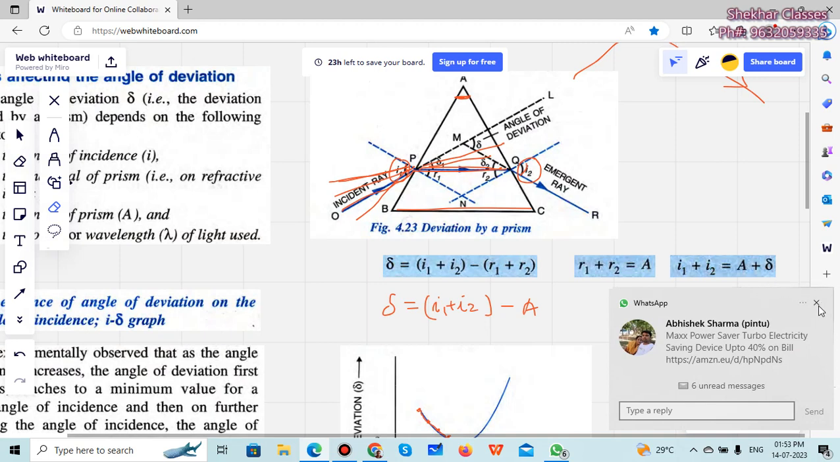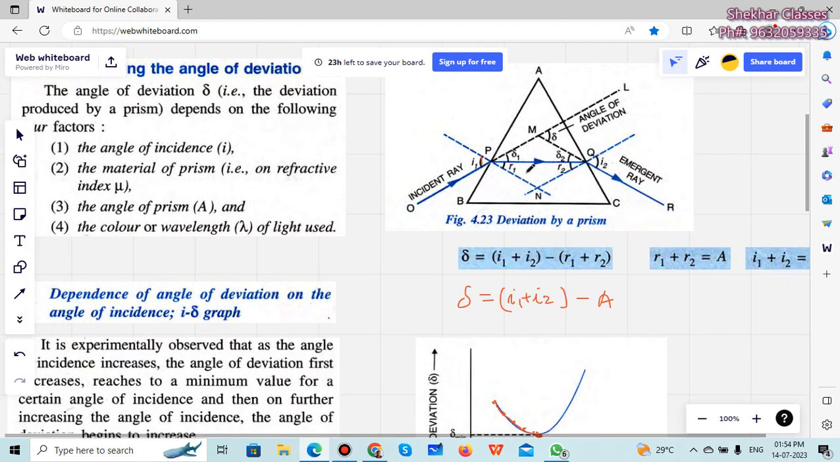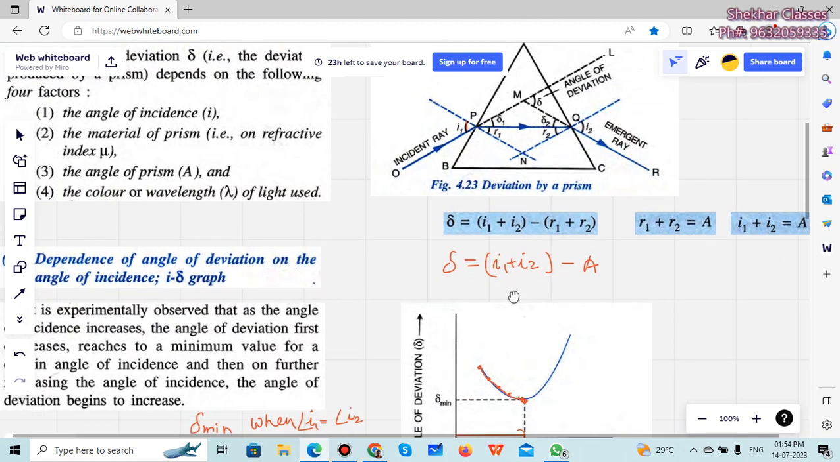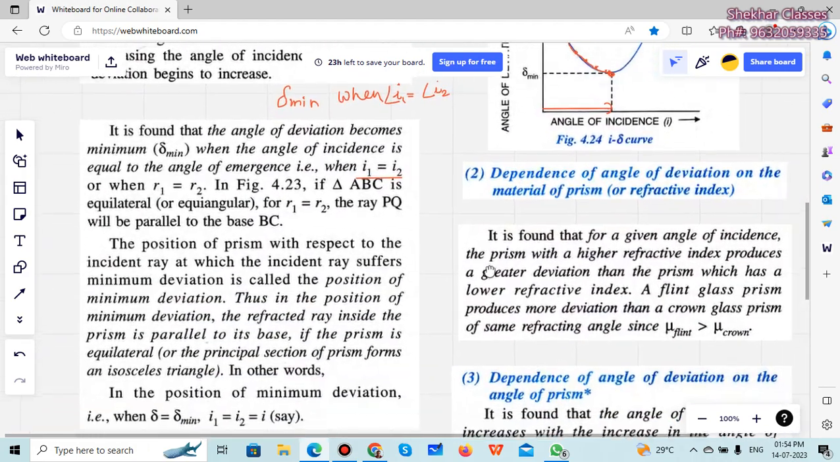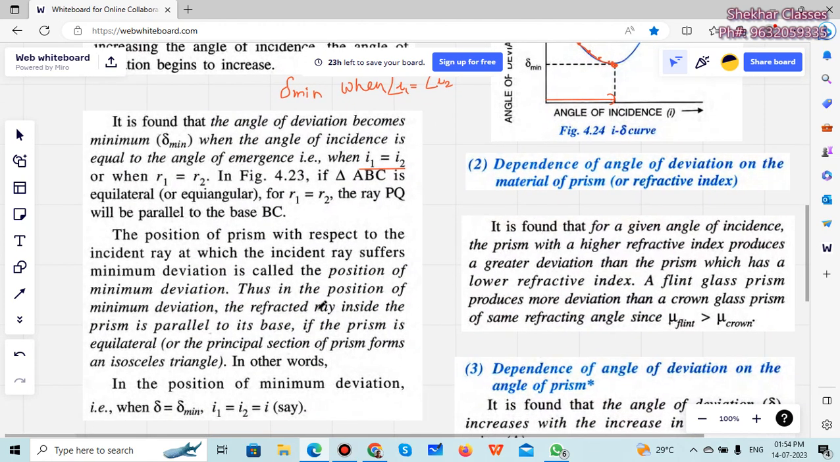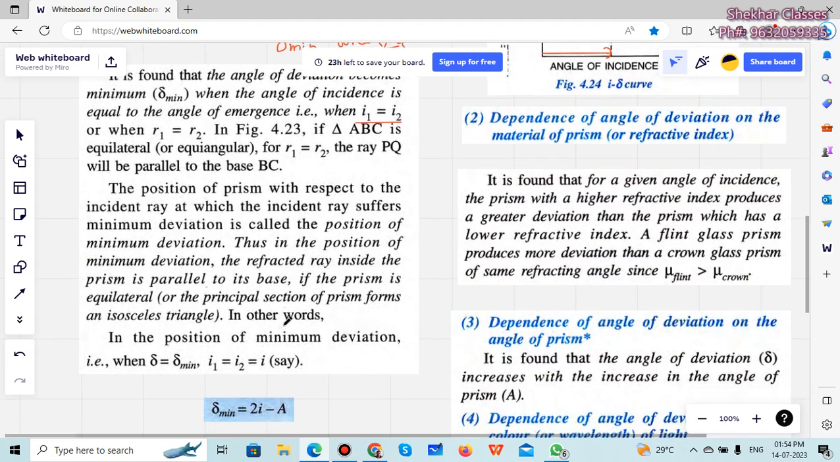The angle of incidence is increasing, and when it becomes equal to the angle of emergence, the ray becomes parallel. After that, when the angle of incidence increases, the angle of deviation will also increase. Is that part clear? Because it will bend further now, so the deviation will be more. So that is what they're telling you. The position of the prism, I mentioned this earlier: at the position of minimum deviation the refracted ray inside the prism is parallel to its base, and if the prism is equilateral, then the principal section of the prism forms an isosceles triangle, right?